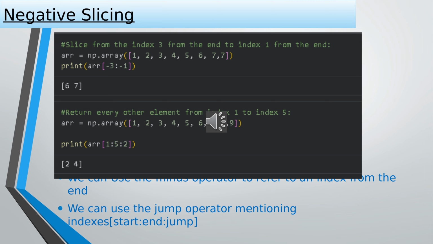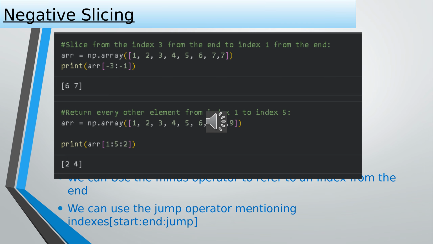Now let's look at another example. Suppose we have the following array. If we write arr[1:5:2], this statement uses all three parts of the slicing syntax: start, end, and step. Python starts at index 1, which contains the value 2. Then it moves 2 positions at a time because the step size is 2. So it selects 2, then 4, and stops before reaching index 5. The output is 2 and 4. This demonstrates how the step parameter allows us to skip elements while slicing.